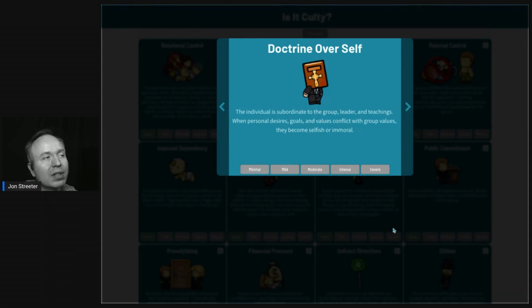Nothing I've really seen. Doctrine over self. The individual is subordinate to the group leader and teachings. When personal desires, goals, and values conflict with group values, they become selfish or immoral. Okay, so sometimes there are conflicts with what's going on, but those are usually seen as something to deal with rather than anything to point fingers about. Like I said, there was someone who had their leg broken, but I guess that wouldn't necessarily count as a personal desire, goal, or value.